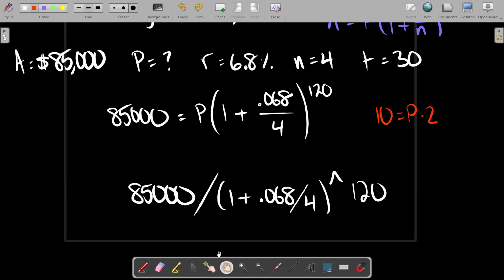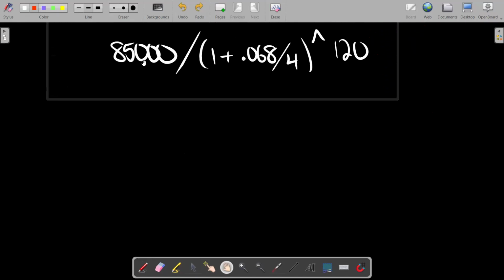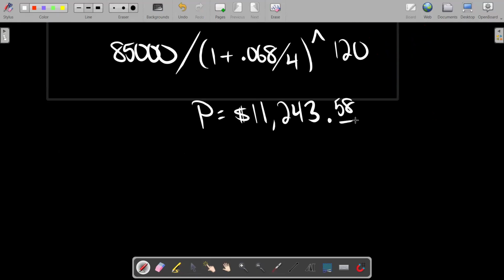So according to my calculator, the principal amount that we would have had to start with to get it to reach 85K under those circumstances would have been 11,000. Hopefully you got the same thing as me, $243.58.